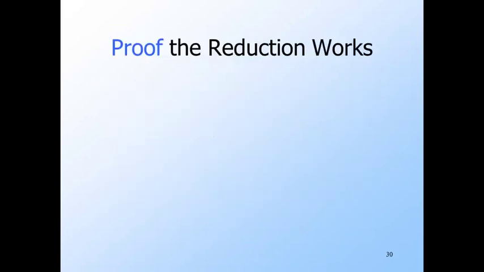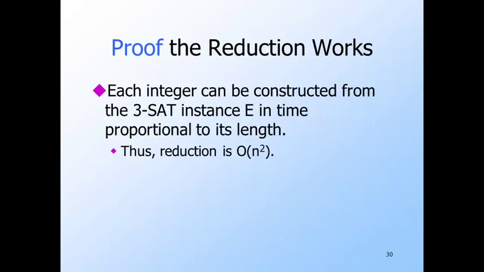Now we need to prove the construction we just gave works. First, I hope you see how to construct a single integer for the output in time proportional to the n, which is both the length of the input expression e, and to within a constant factor, the length of the integer itself. Since the number of integers is proportional to the number of clauses plus the number of variables, and there can't be more than n variables in an expression of length n, it is also true that the number of integers in the output is at most proportional to n. Thus, the output can be constructed in time on the order of n squared, and the transduction is polynomial time.